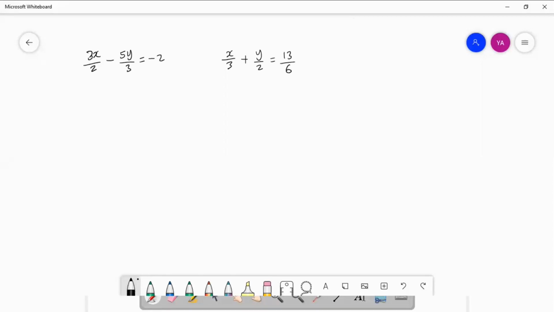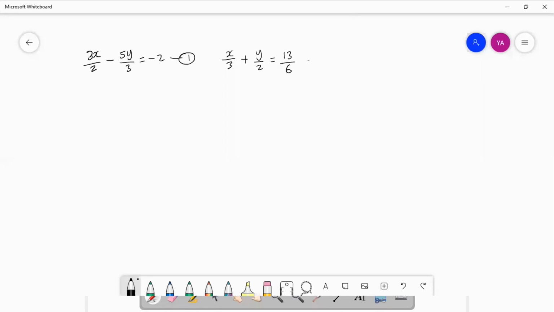Okay, so using the substitution method we can solve this. From one of the equations we want to find the value of x or y in terms of the other. So I think we can start from this one, which we can call number 1. Now from this we can find the value of x or y.